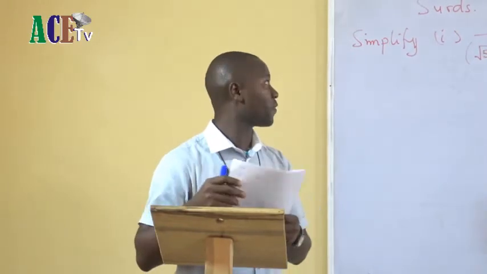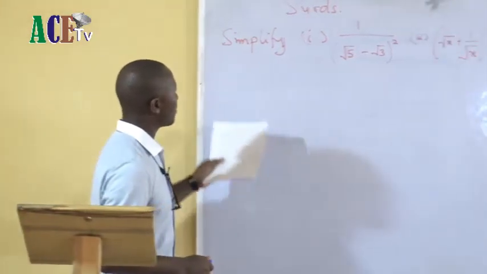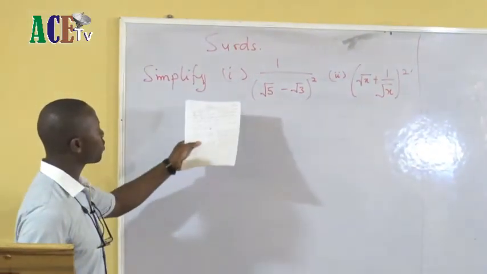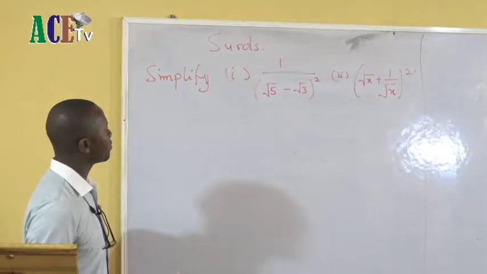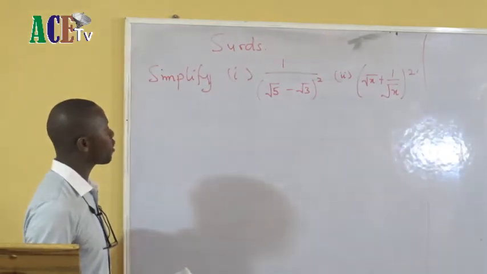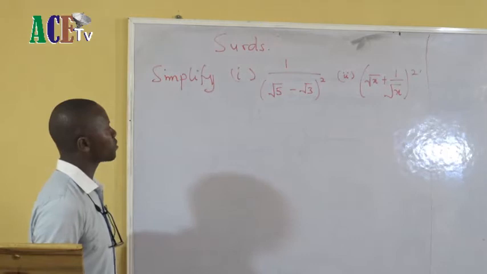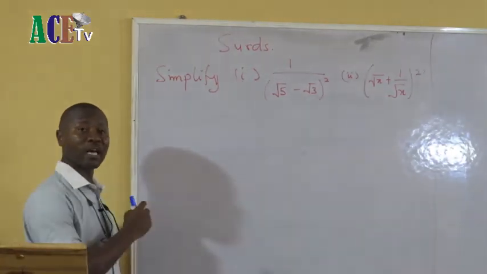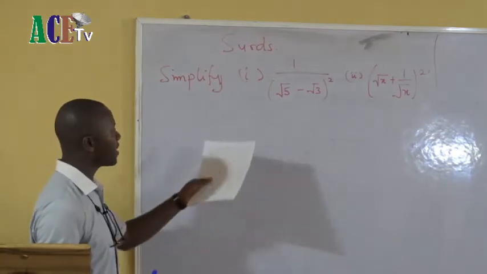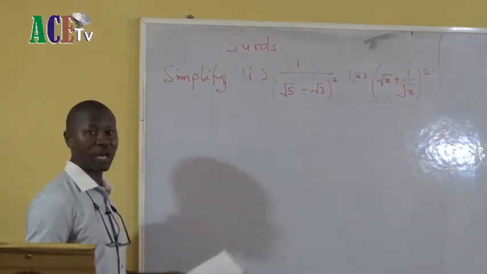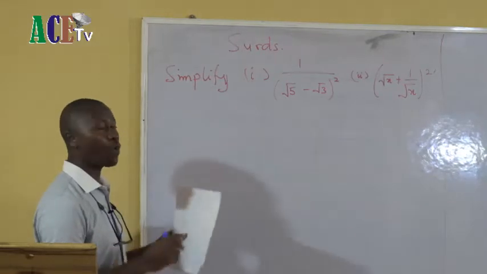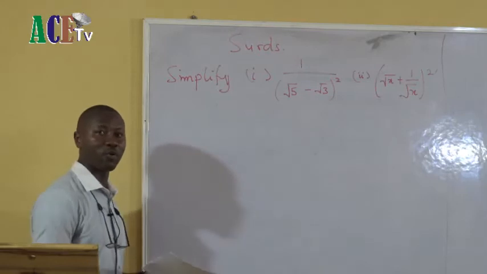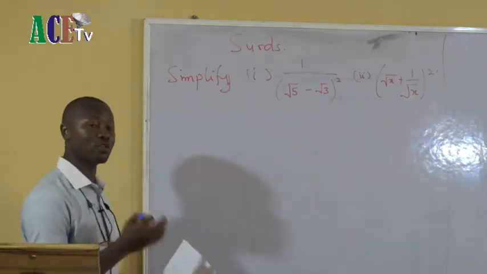We'll look at a recap of what we did in the previous classes. The first question we'll have here is for us to simplify 1 over (the square root of 5 minus the square root of 3) all squared. And the second one will be (the square root of x plus 1 over the square root of x) all squared. In this class, we will be simplifying these given expressions. As we go about this, we will apply all the rules that we've learned concerning surds. So please follow as we go on with this.